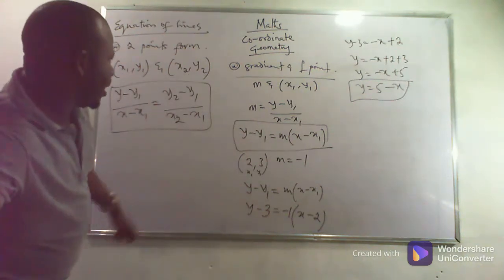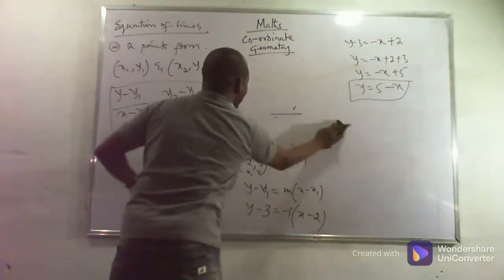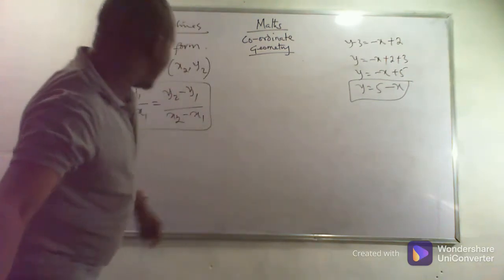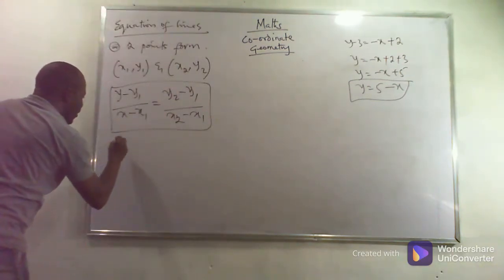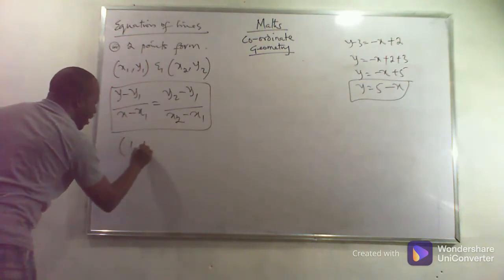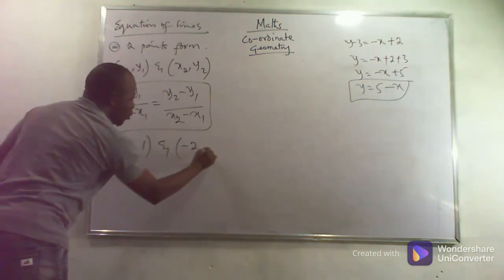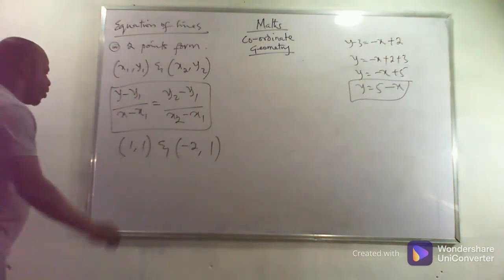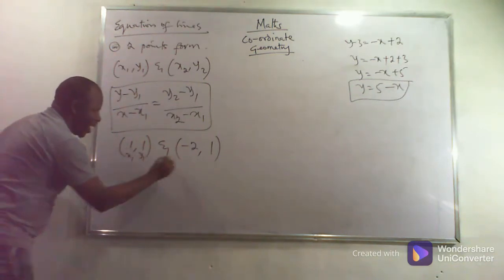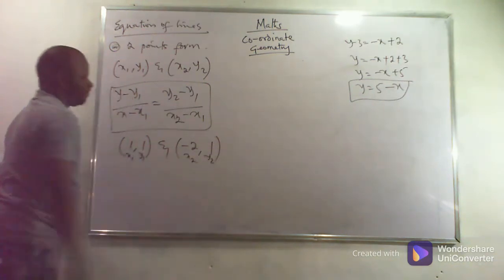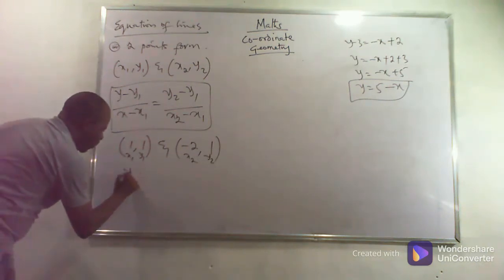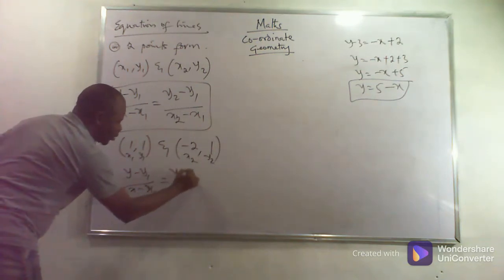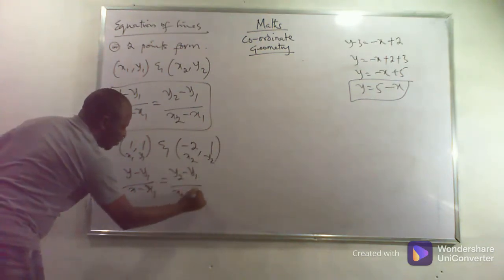We will use it like we have been using others to quickly solve an example. Let's assume I gave you a point. I tell you, find the equation of a line that passes through 1, 1 and minus 2, 1. I said, find the equation of a line that passes through these 2 points. What will you do? x1, y1, x2, y2. What's the formula? Y minus y1 over x minus x1 equals y2 minus y1 over x2 minus x1.